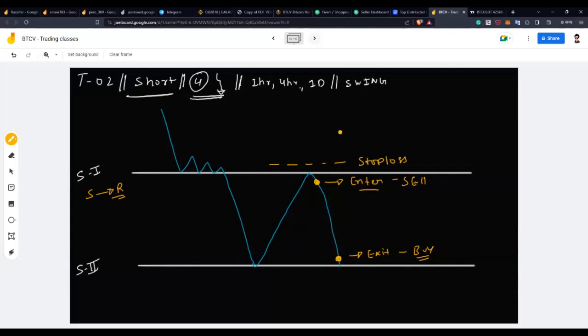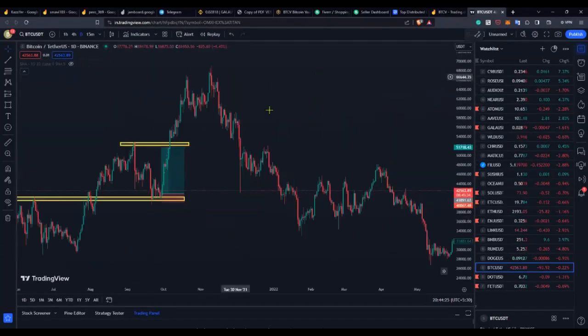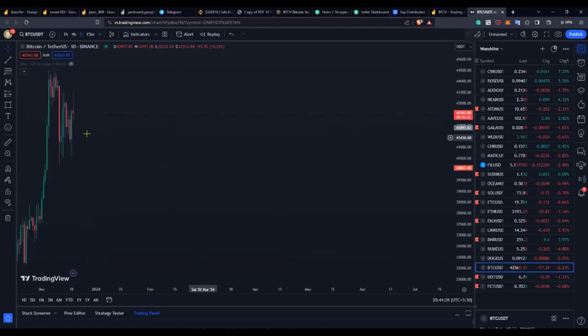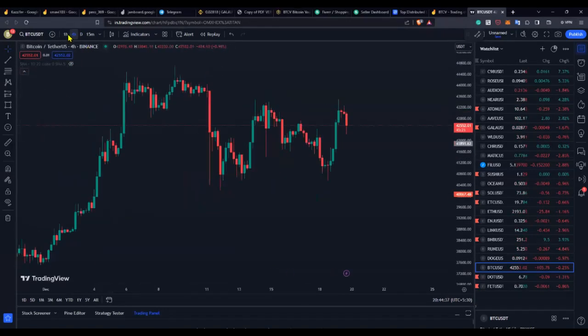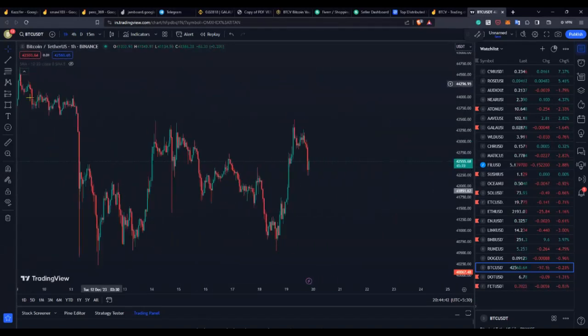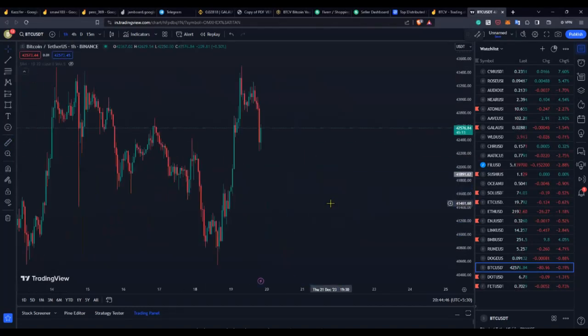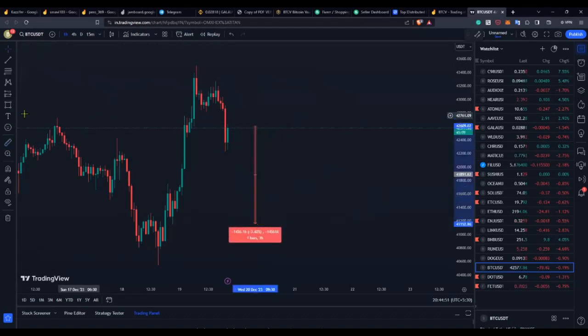For example, let's say with Bitcoin. Right now we see this kind of thing right here. Let's go on 4 hours. So let's say we bet now that the market might move down. So we are betting that the market is going to move down. So what we will do here is just take a short position.